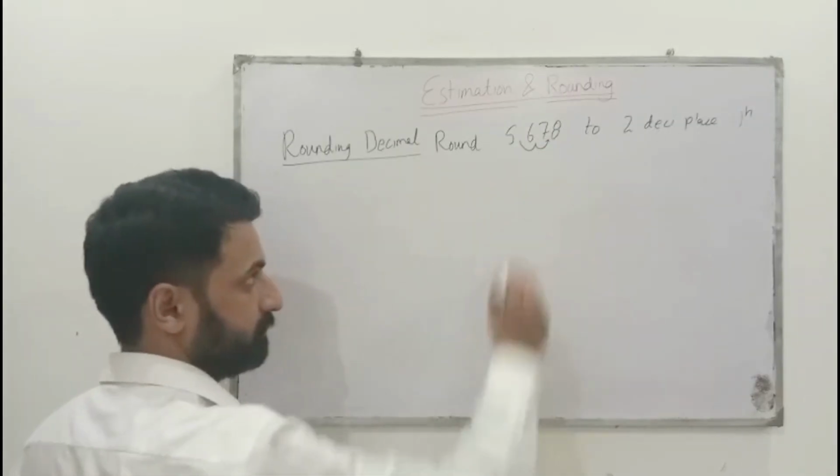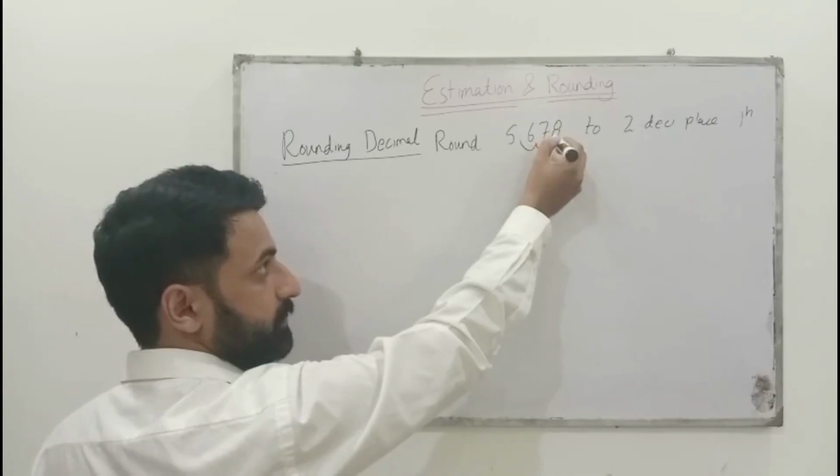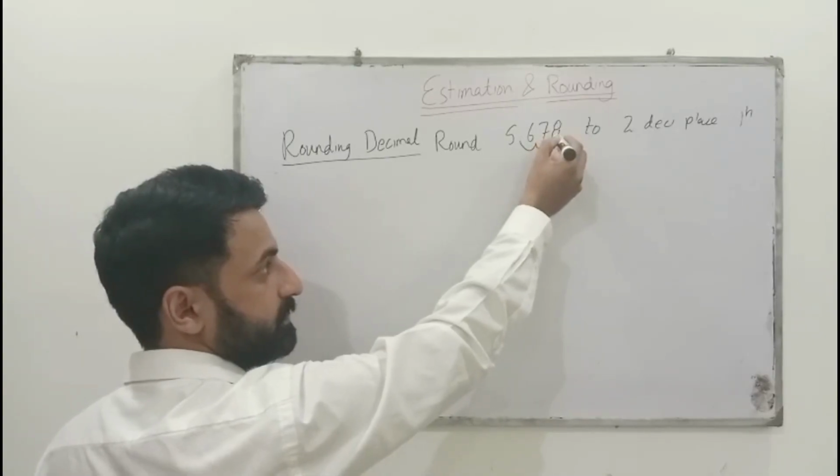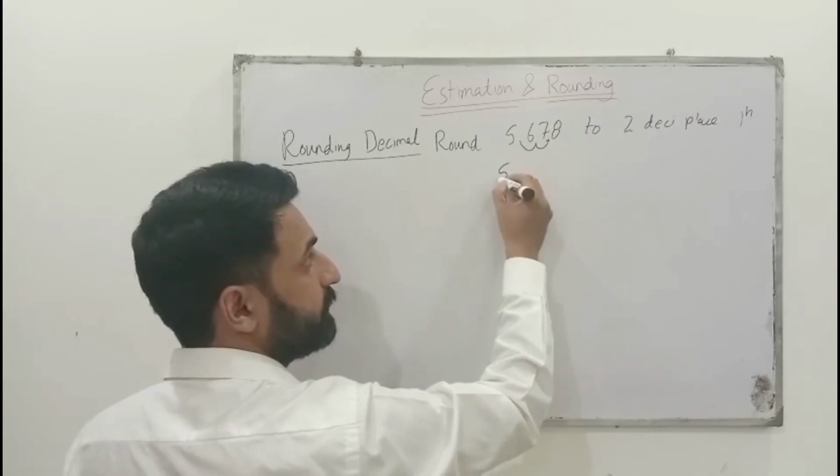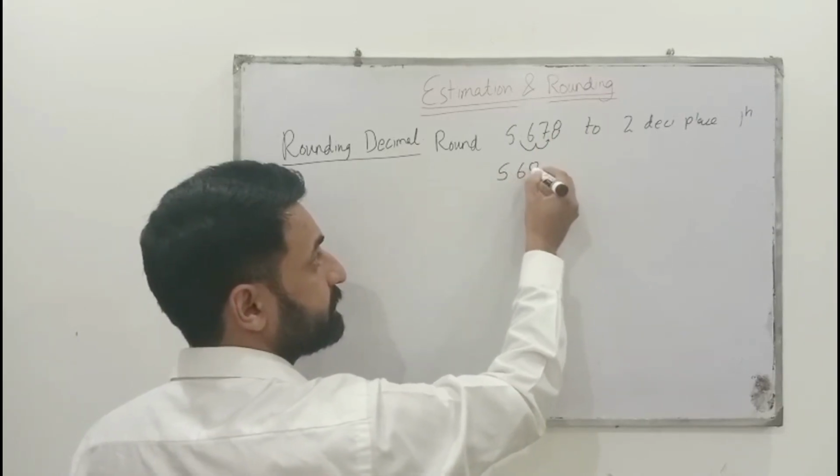The next value after these two decimal places, is it greater than 5 or less than 5? 8 is greater than 5. So we will write it 5.68.